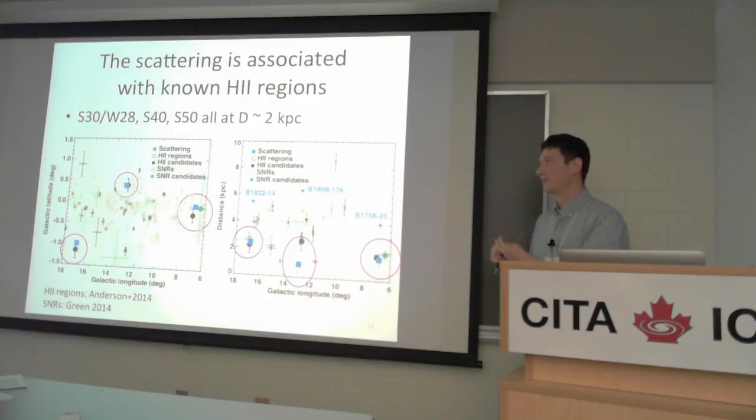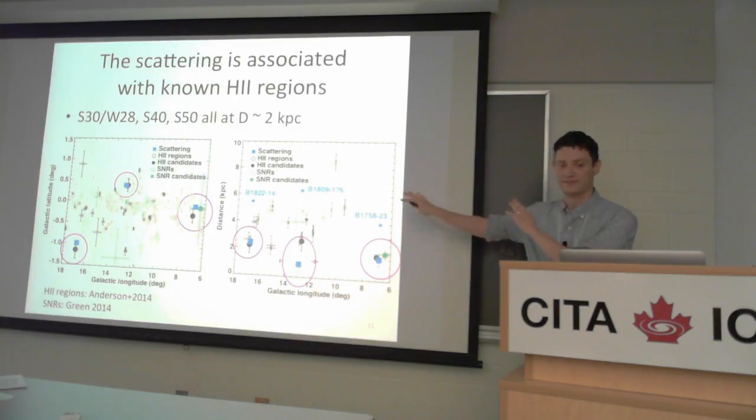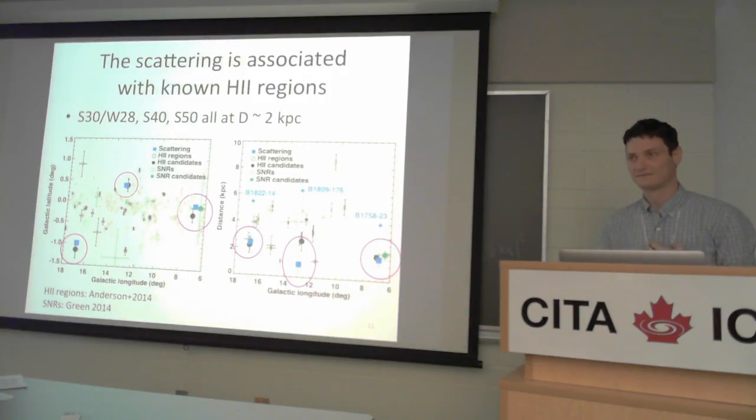So to me, this is clear evidence that this very high tau pulsar scattering is associated with H2 regions or other objects, right? You could then associate it with the stars in the center of them or the giant molecular clouds around them, but with these regions in the galaxy. What's the NE in those regions? Yeah, so let's get to that.